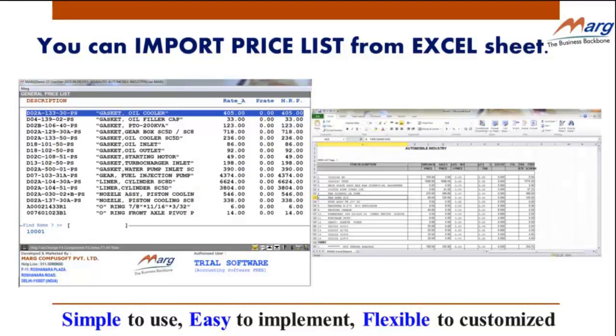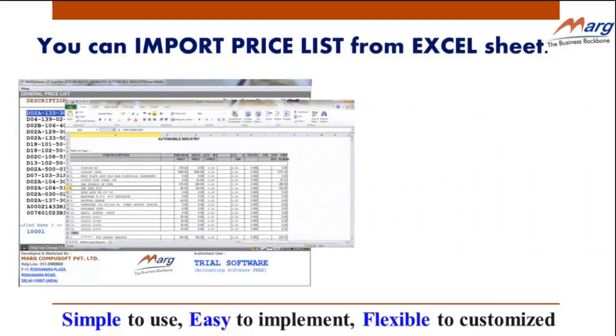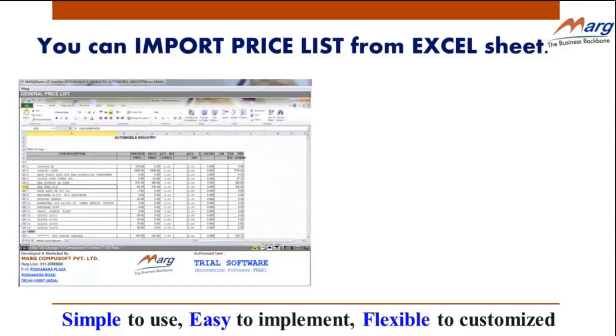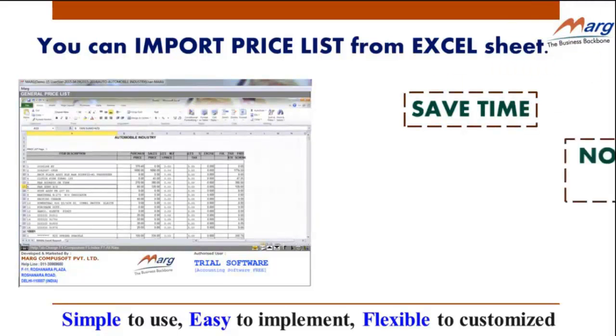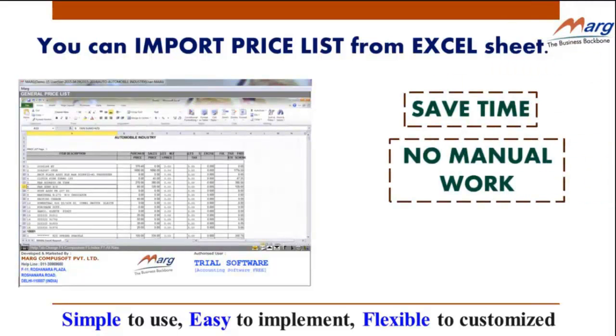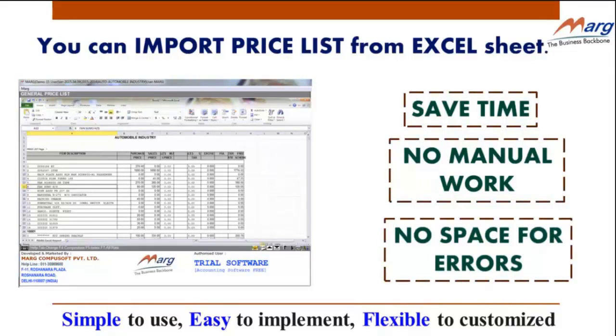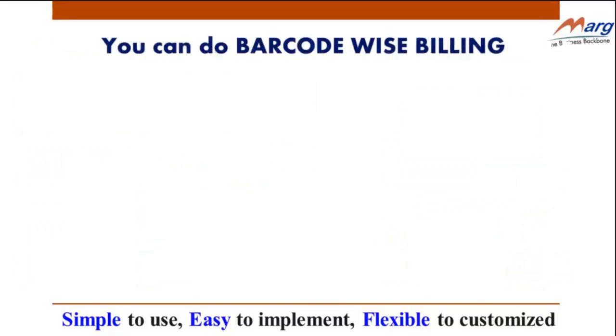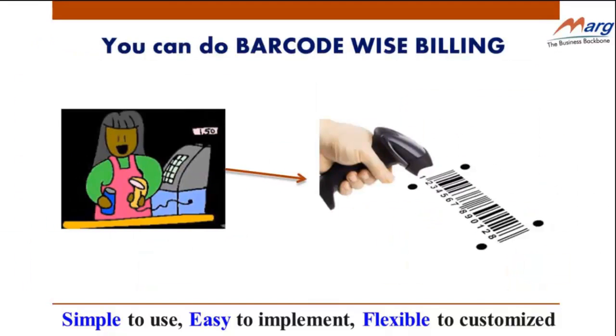As you know that the rates of products or items change frequently. So in Marg software, you won't have to manually update the rate of any product. If you have a price list available in an Excel sheet, you can simply import this Excel sheet in Marg software, through which your time is saved and you won't have to do any manual work. Also, if you directly import the price list from Excel, the chances of mistakes are avoided. Apart from this, you can do barcode wise billing.